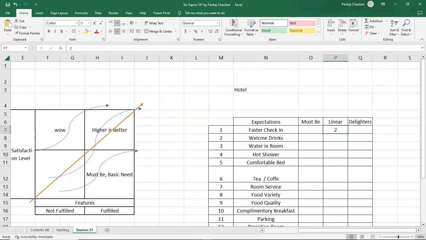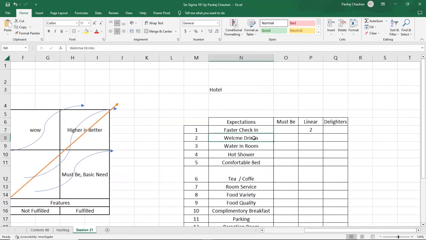Welcome drinks, not expected by every customer, but if you are providing, customer will be happy. So then I will mark this into the delighter category. Water in room, obviously everyone is coming from the outside and they are expecting something to drink, I am thirsty. So water should be available in the room. So I will mark this as a must-be requirement.